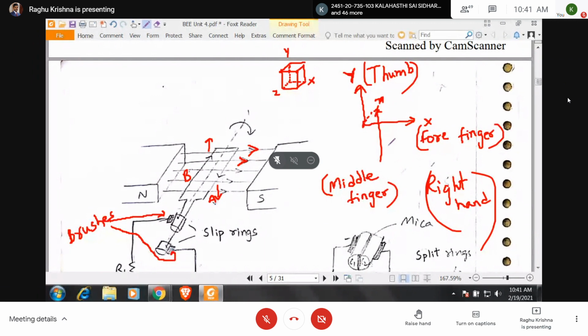See here, if you stretch the thumb, forefinger and middle finger of the right hand perpendicular to each other, if the thumb indicates the direction of the rotation, the forefinger the direction of the field, then the middle finger gives the direction of induced EMF and hence the current. See here. So let us apply here.